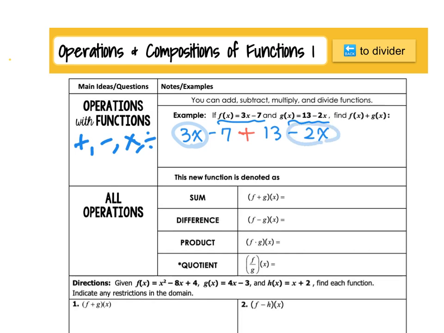3x with a negative 2x are like terms and will give us 1x. So it will be x. And negative 7 and 13 are like terms, so that will give us positive 6. Ta-da! That's it, guys. So when you see f plus g of x, that means f of x plus g of x.